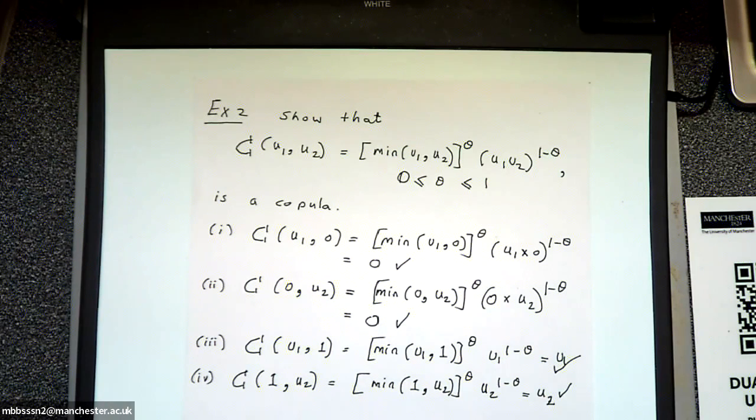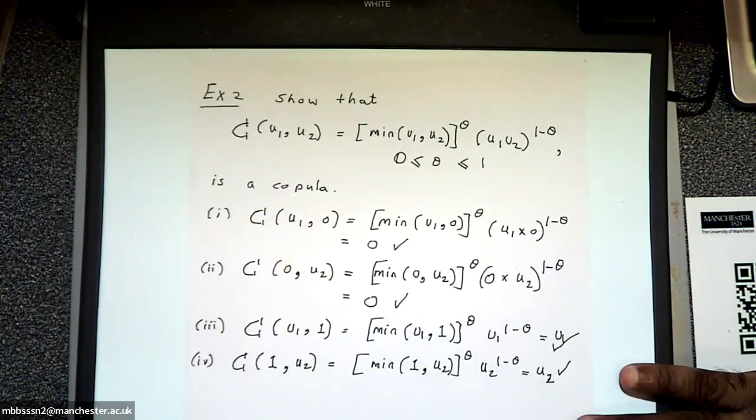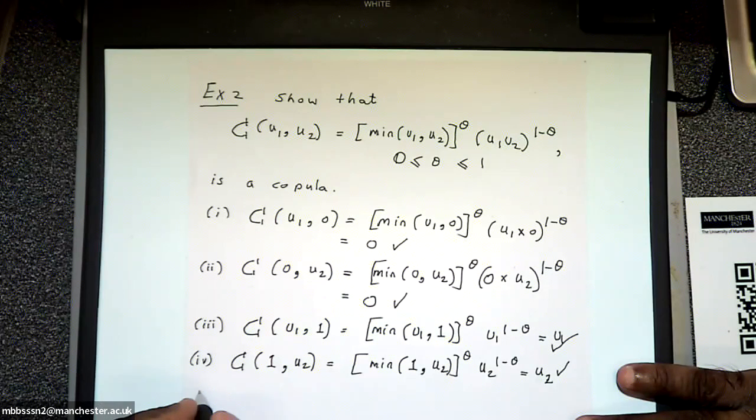Okay, guys. All right. So the first 4 properties, as I said, they're trivial. It's just when you do the last 2 properties that you have to be a little careful.